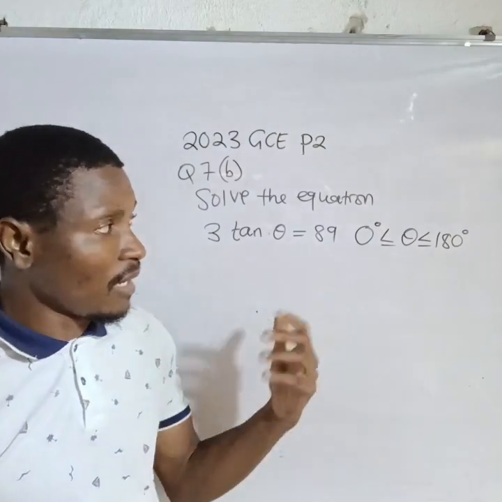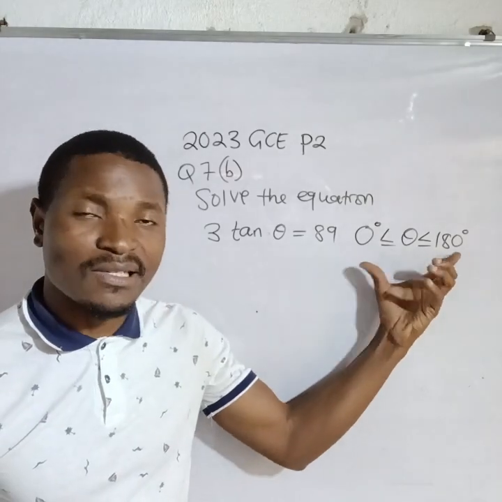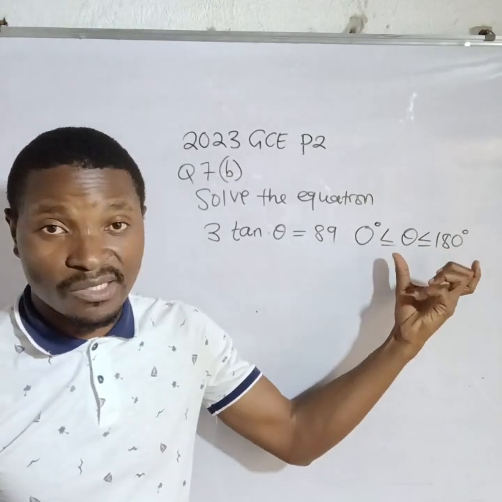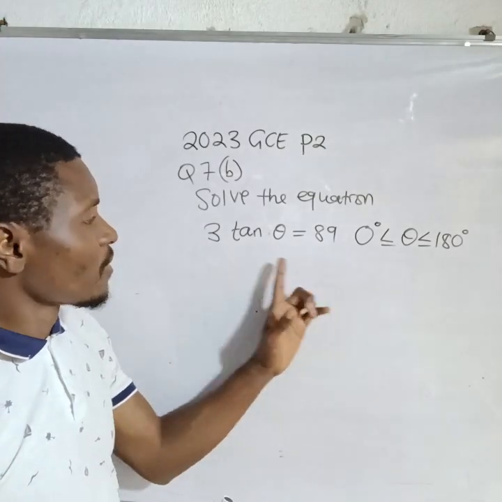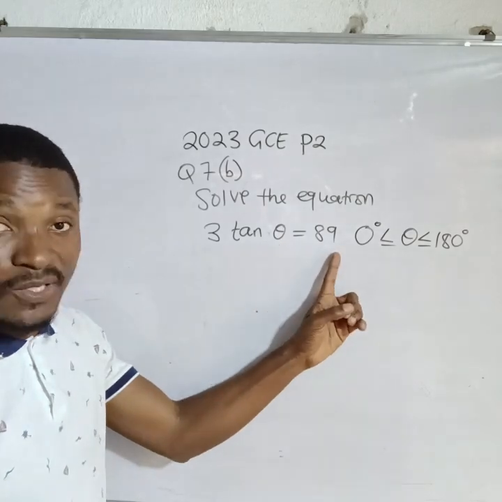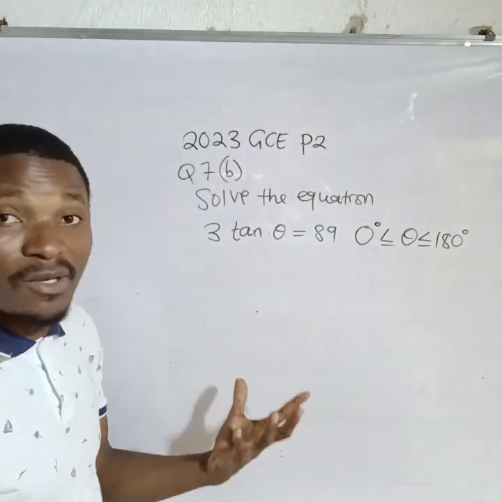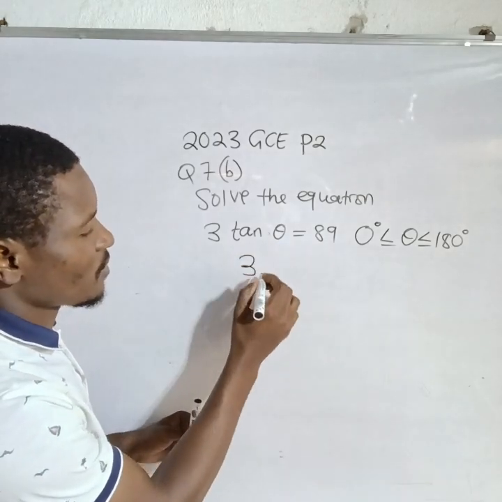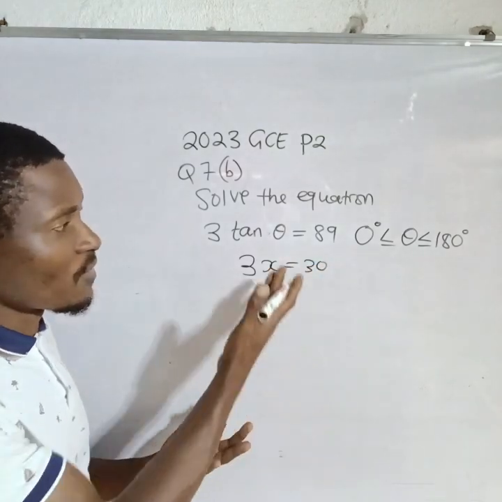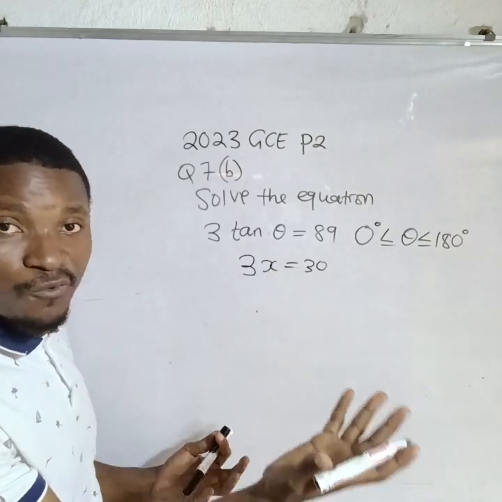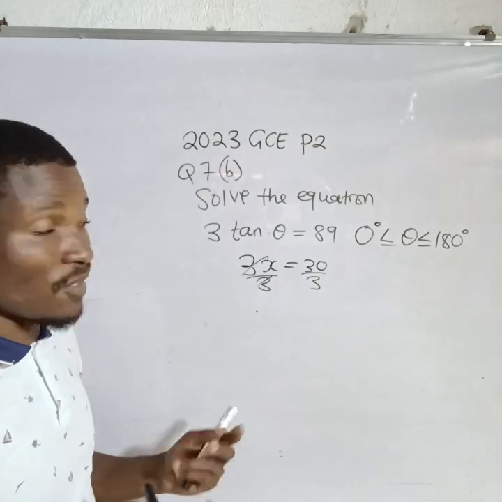So each time you come across this kind of question, the most important thing is that, first of all, you ignore this range, or this condition. What you're supposed to do is look at the equation, 3 tan theta equals 89. Just solve for this one, just like the way you solve something, for example 3x is equal to 30. It's the same thing. You must be able to find x by just dividing like this. That's what you're supposed to do.